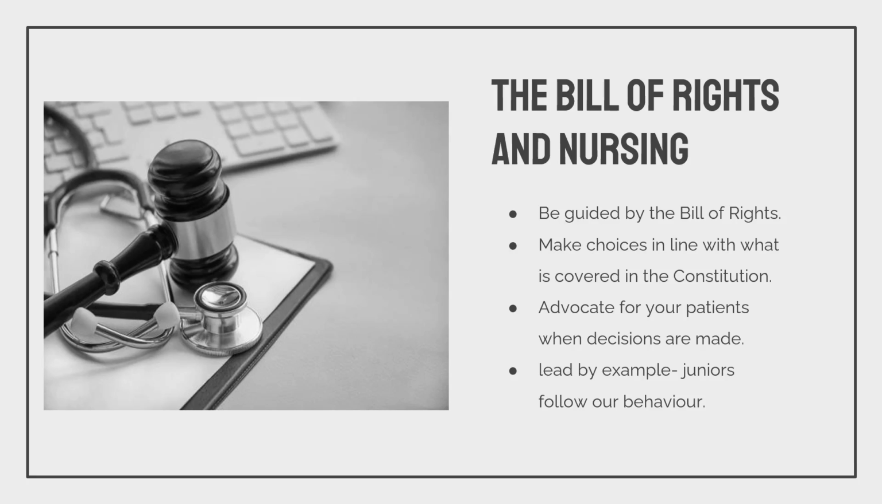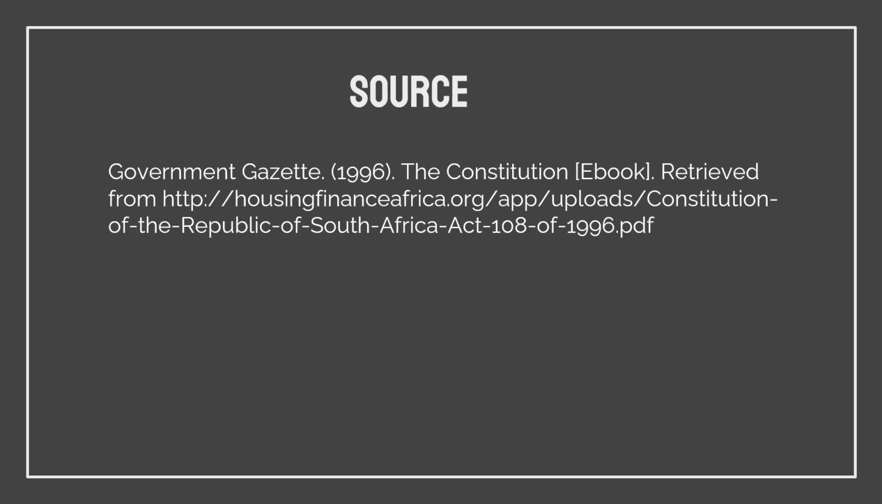When making or participating in decision-making, be reminded that your choices should be based on what is covered in the Constitution, the patient's and client's rights. As a professional nurse, you are obliged to advocate for your patient or client when decisions are made, or if you make a decision, for example, on any management aspect of the patient's care. As a professional nurse, it is important to lead by example. Juniors follow our behavior. For more information on the Constitution and the Bill of Rights, visit these consulted sources.